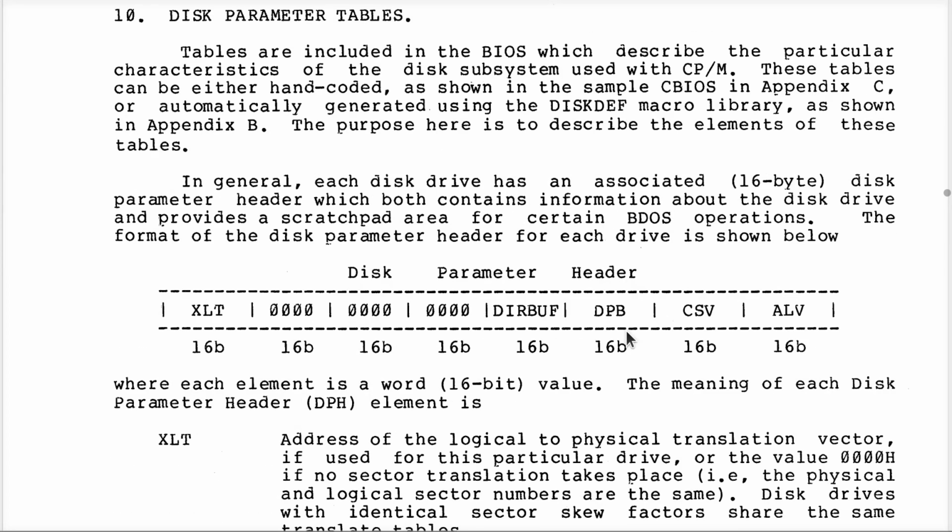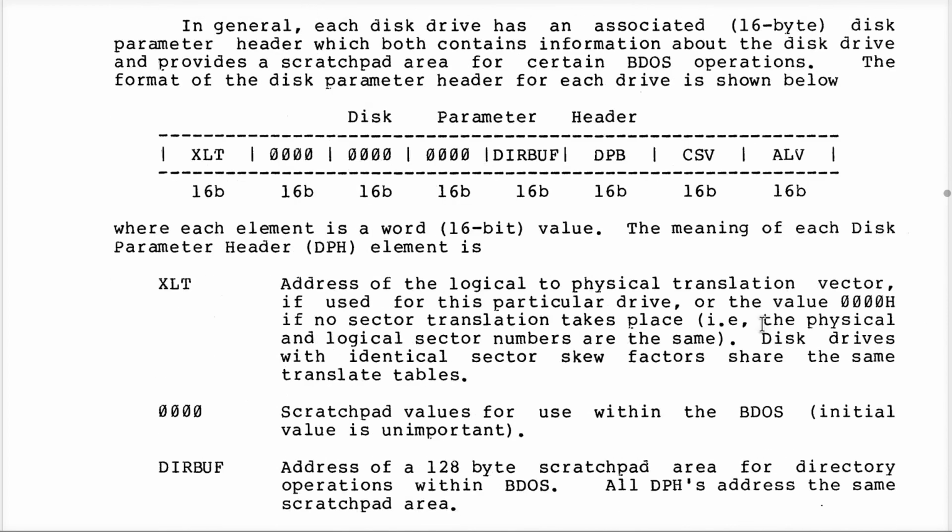So the way this works is the BIOS designer is supposed to fill these things in to define what I like to think of as the geometry of each one of the disks that the CP/M system can use. Now, right now, we only have one. So by definition, each disk drive has one disk parameter header, which contains information about the drive and a scratch pad area that the BDOS will use to store temporary data and stuff like that, keep track of what it's doing. And it's formatted like this, okay? So here's what we got.